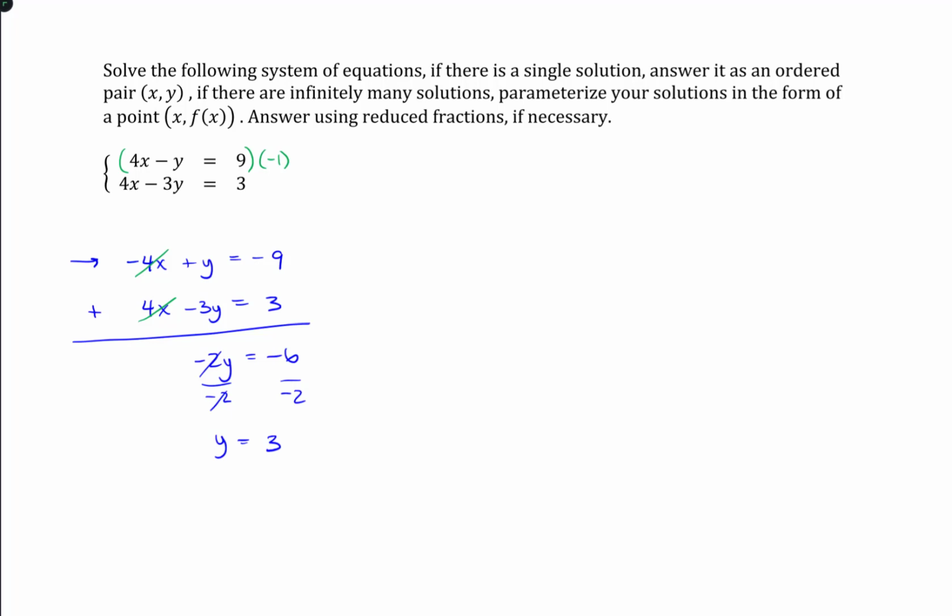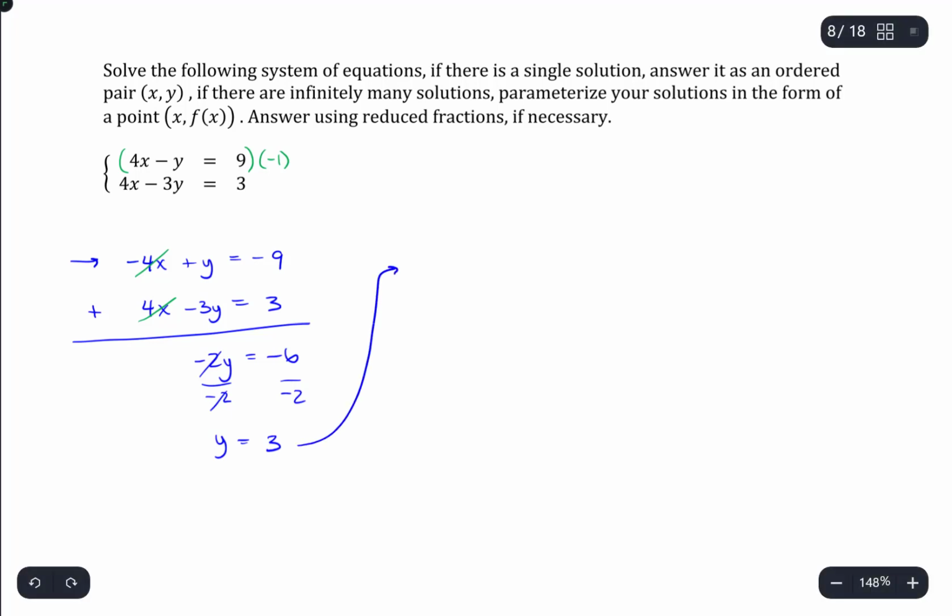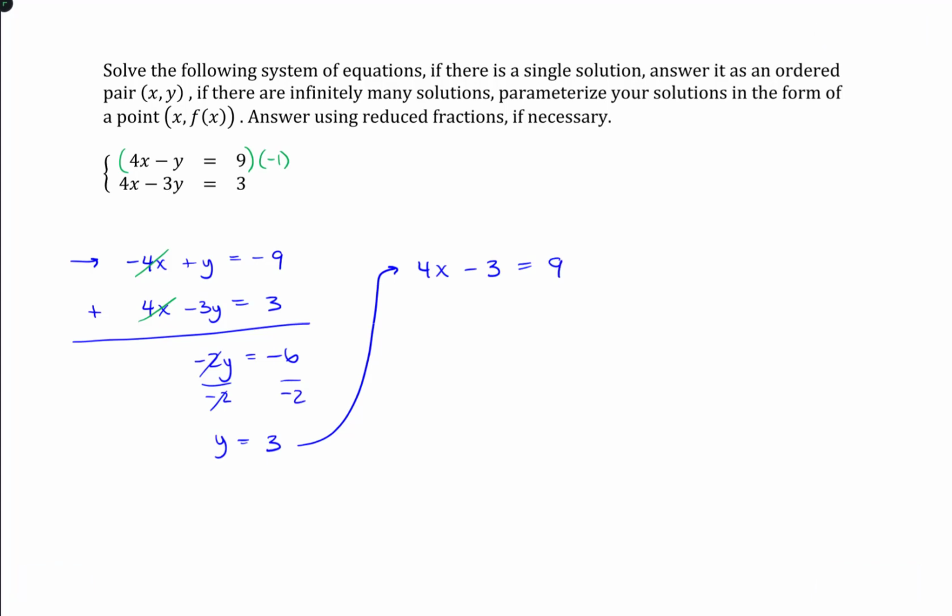I just need to figure out what the x value is. To come up with the x value, I just take this point and plug it into either equation now. It doesn't really matter because it solves both in the same way. So 4x minus 3, that y value I just came up with, and I'm just using the top equation here, should be equal to 9.